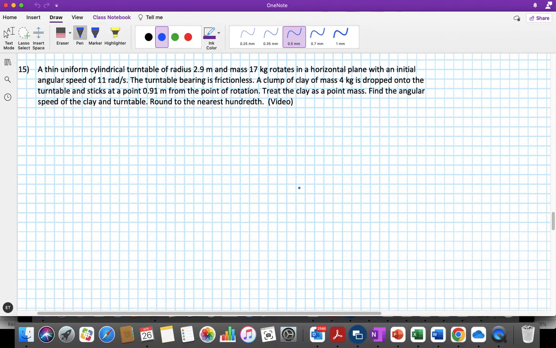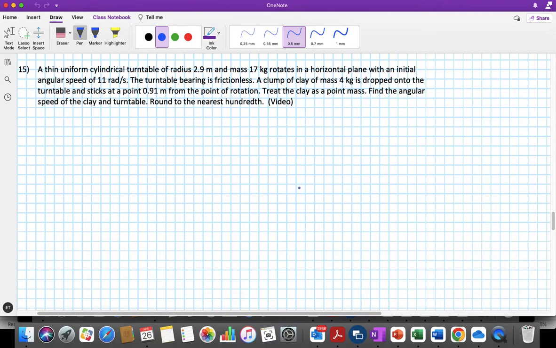It says, a thin uniform cylindrical turntable of radius 2.9 meters and mass 17 kilograms rotates in a horizontal plane with an initial angular speed of 11 radians per second. The turntable bearing is frictionless. A clump of clay of mass 4 kilograms is dropped onto the turntable and sticks at a point 0.91 meters from the point of rotation. That would be the center. Treat the clay as a point mass. Find the angular speed of the clay and turntable. Round to the nearest hundredth.